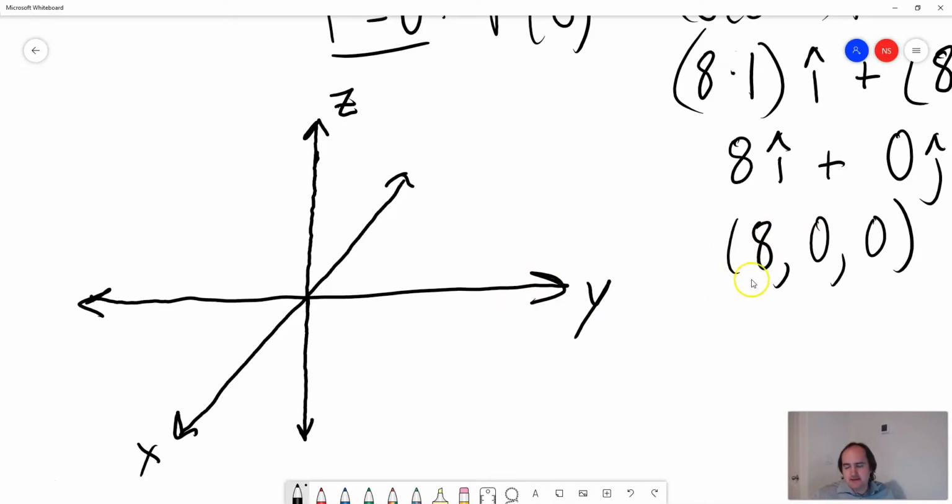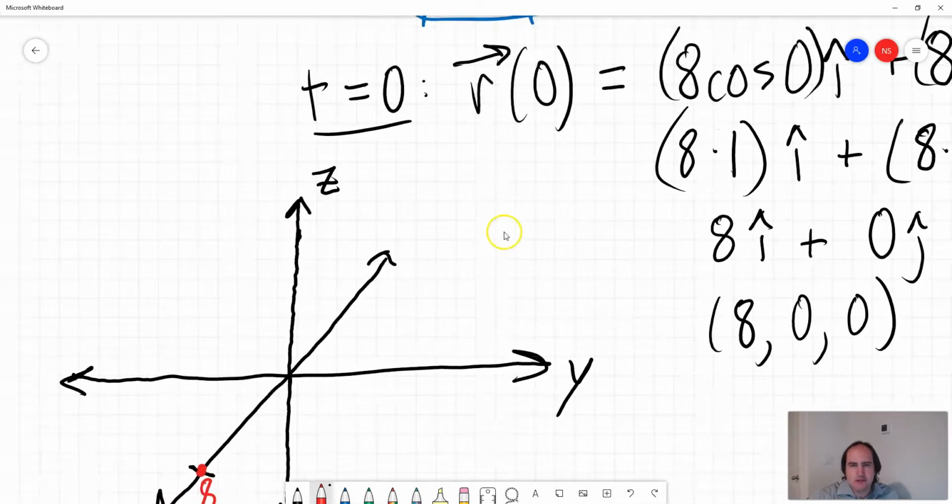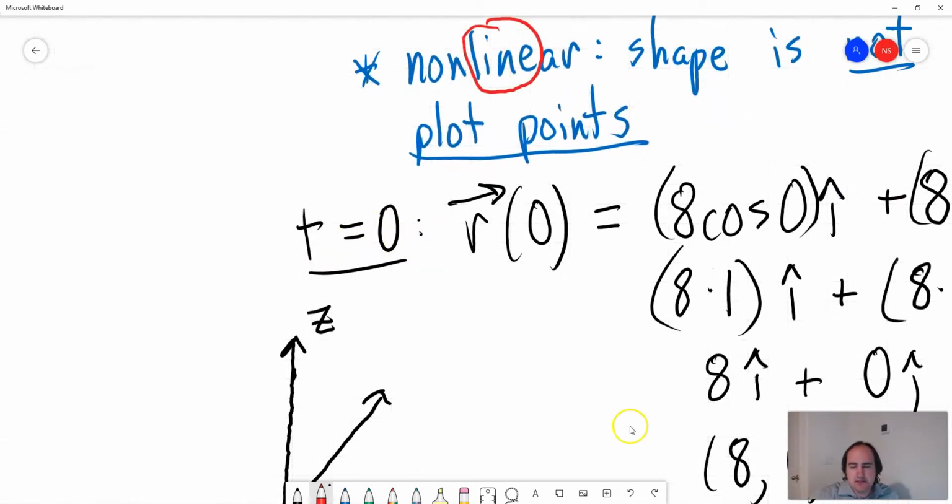And we're starting at x is 8, y is 0, and z is 0. So we're going to be on the positive x-axis here. And we're going all the way out to 8. Okay, but because y and z are 0, we're just on the positive x-axis. Okay, and then we're going to go ahead and plot a couple more points. So for our next point, let's do t equals pi.